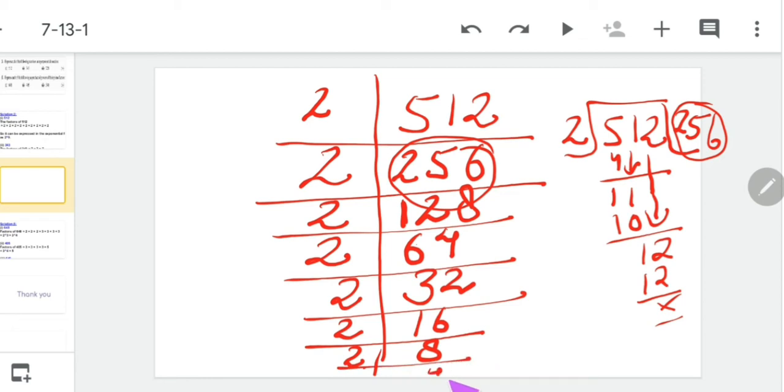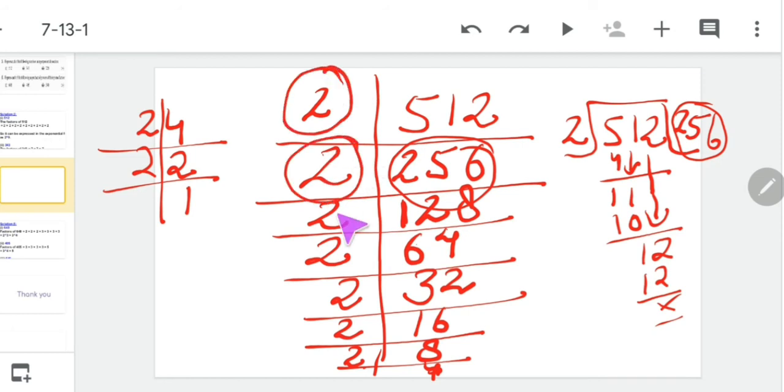I have 4 here. Okay. So at last we have 4 here. So again we can divide it with 2. So it is 2 and that. Now what we have to do? We have to count these factors.